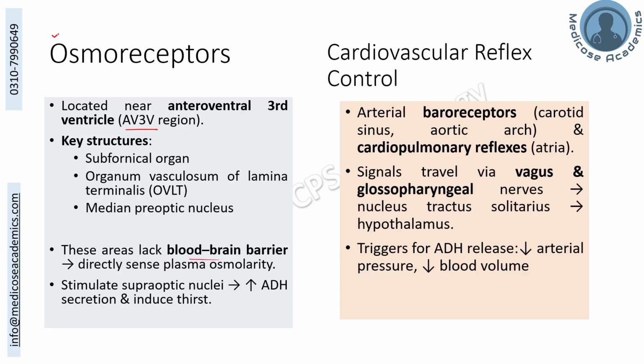In addition to the osmoreceptors, there are other stimuli which can increase the release of ADH in response to the volume of the plasma. Till now, what we have discussed is the response of plasma osmolarity on ADH release. Now, this reflex increases the release of ADH in response to low plasma volume, and the stimulus for that comes from the arterial baroreceptors in the carotid sinus and aortic arch, and cardiopulmonary reflexes from the atria. The signals travel via the vagus and glossopharyngeal nerves to the hypothalamus, and this becomes the trigger for the release of ADH. Although this has a role to play, the major role is of the osmoreceptors.